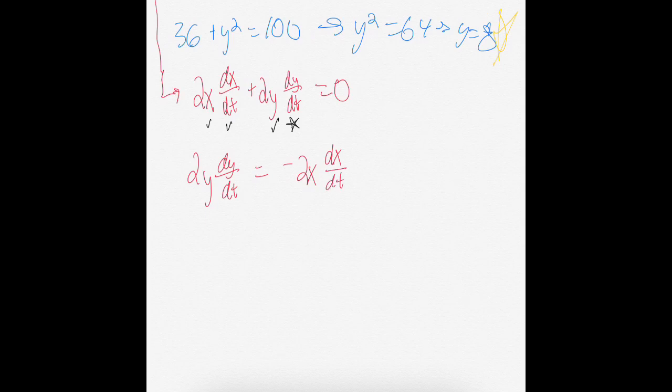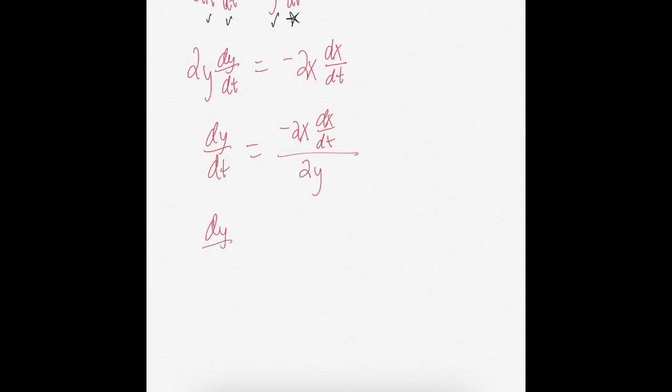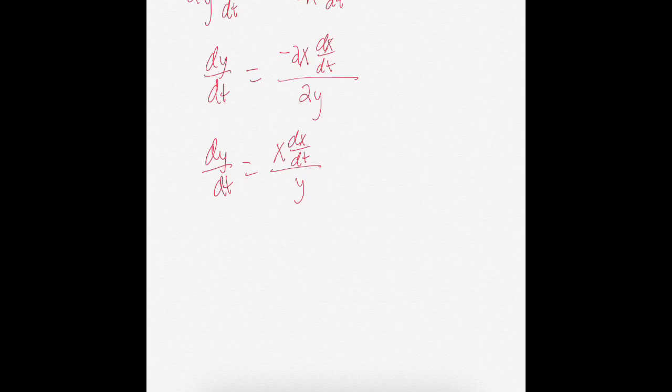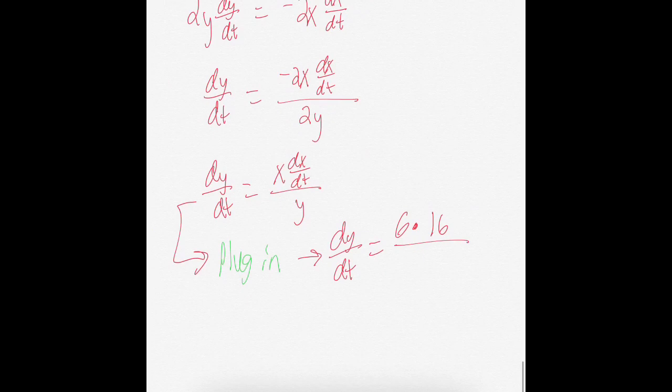This is the same as saying 2y dy/dt equals negative 2x dx/dt, which means dy/dt equals minus 2x dx/dt over 2y. We can cancel off our 2's, dy/dt equals minus x dx/dt over y. And now we can plug in our values, and we get dy/dt equals, well, x was 6. The change in x over change in t was 16.